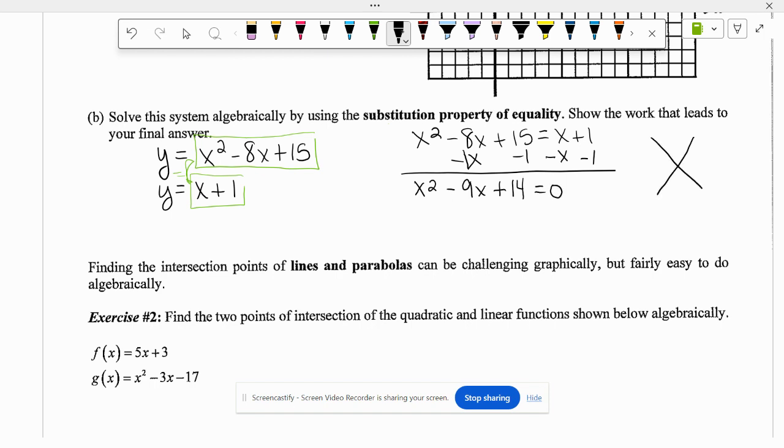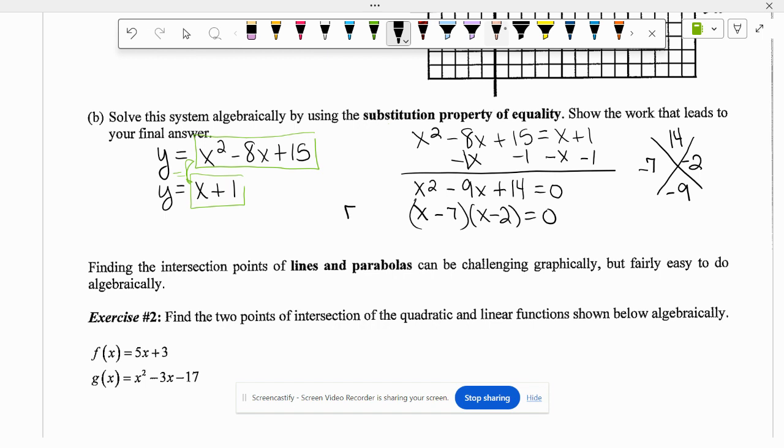I'm looking for two numbers that multiply to a positive 14 and that when I add them, I get a negative 9. What are those two numbers? What two numbers multiply to 14? Yeah, 2 and 7. I have to make them both negative. Yes. Was that you, Cameron? Yeah, make them both negative. x minus 7 times x minus 2 equals 0.